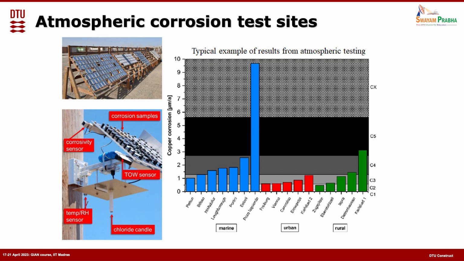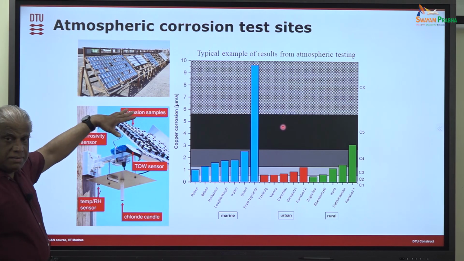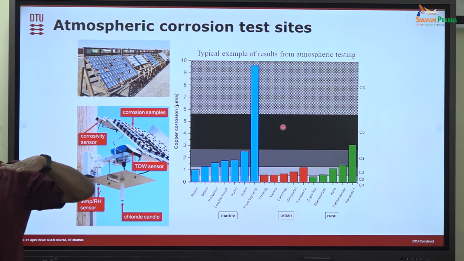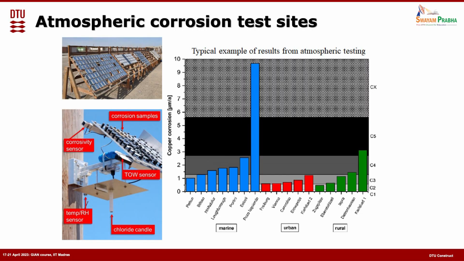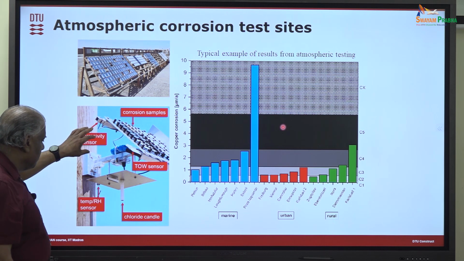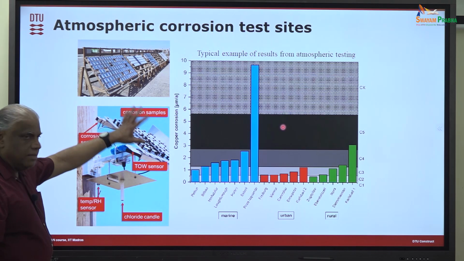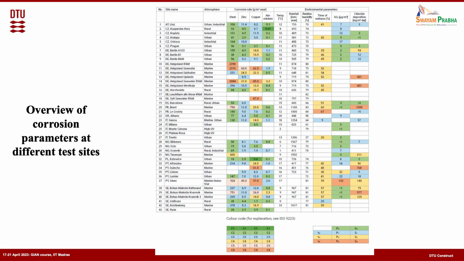This is a type of atmospheric corrosion site you will see at different places, where coupons are exposed. Usually they expose them at a 45-degree angle so that everybody is consistent. With a horizontal one there is a problem: whatever corrosion product forms will stick, while at an angle there is a chance that in normal conditions it flows off. That's the reason it is put at 45 degrees. Along with that, they sometimes have a corrosivity sensor, a time of wetness sensor, temperature and humidity sensors, and chloride sensors, so they can get all this information from the test site.